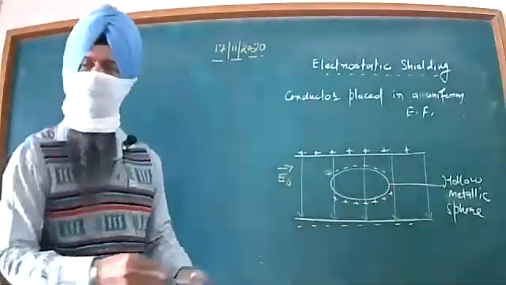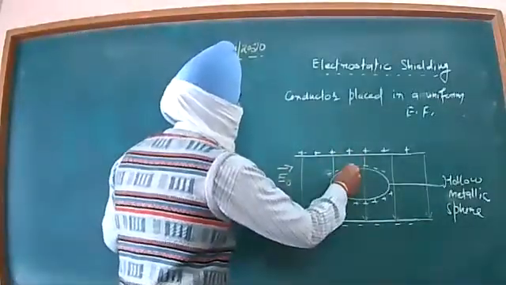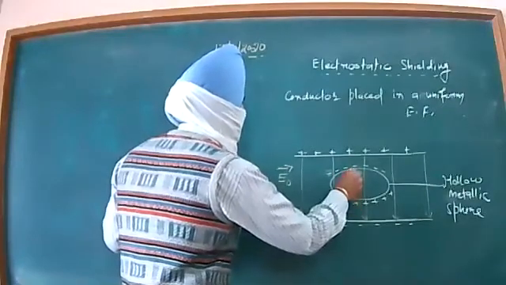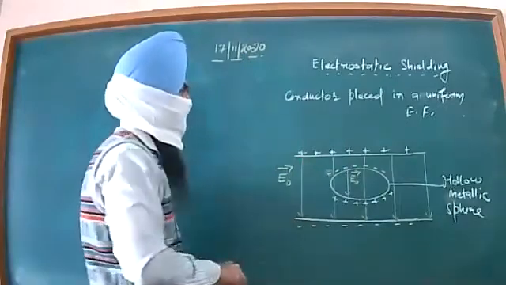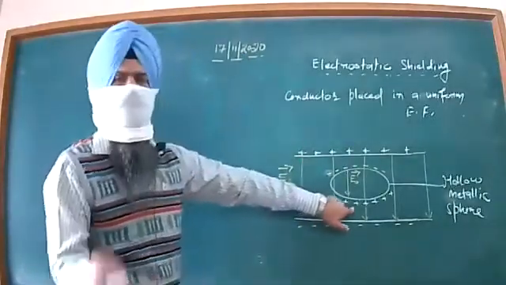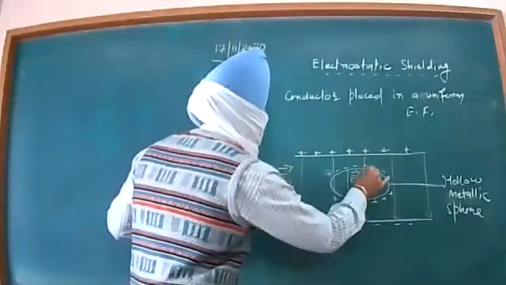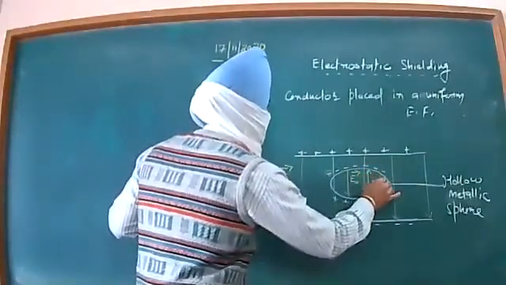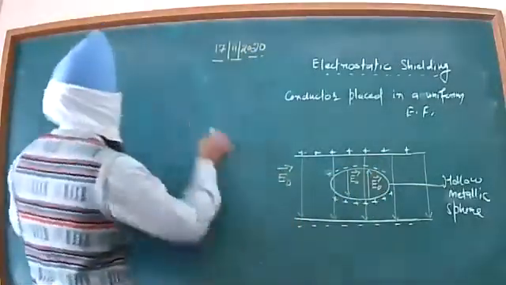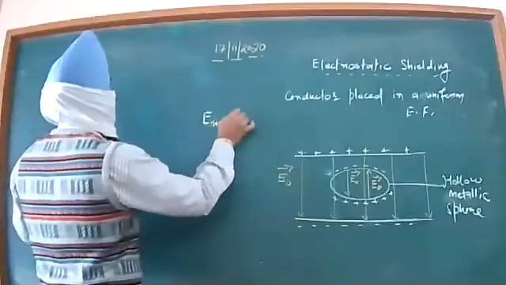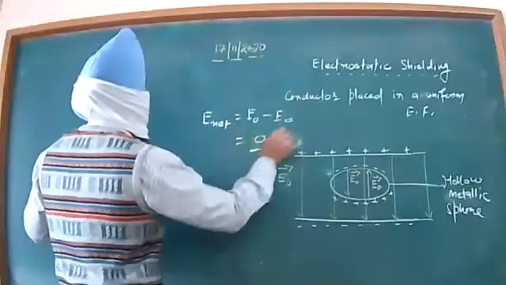Now imagine what is happening inside this conductor. The external electric field was equal to E naught, which we have marked as E naught due to these plates. Now these are the charges induced on the surface of the conductor, and here the electric field is in the opposite direction. This is also equal to E naught. And dear children, the net electric field inside the conductor will be E naught minus E naught, which is equal to 0.